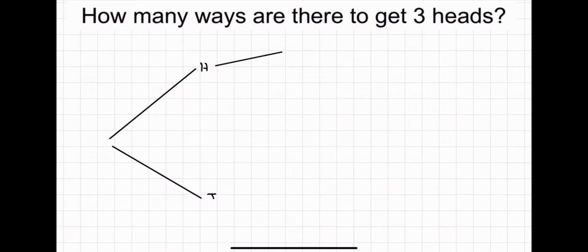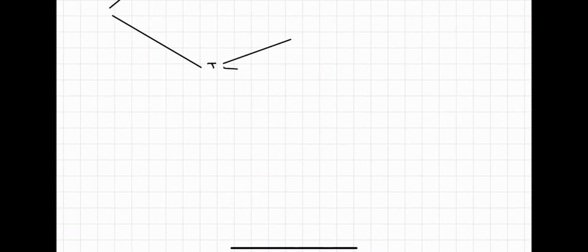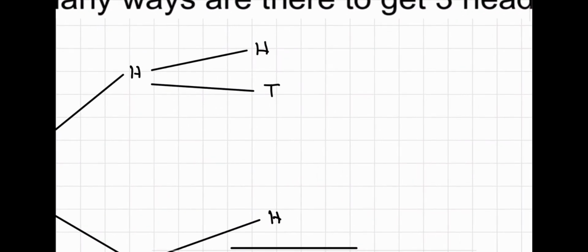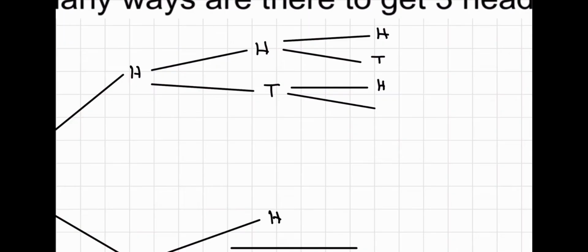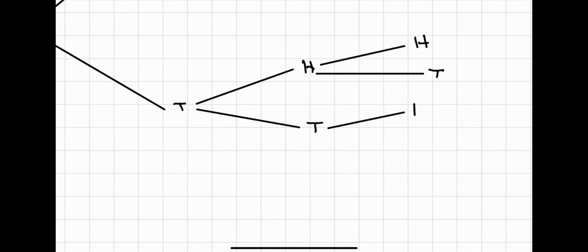Then my second toss, you either get heads or tails. Same over here, my second toss will be a heads or tails. And then my third toss will be a heads or tails. Then I'm going to do the same over here. You either get a heads or you get a tails. You either get a heads or you get a tails.